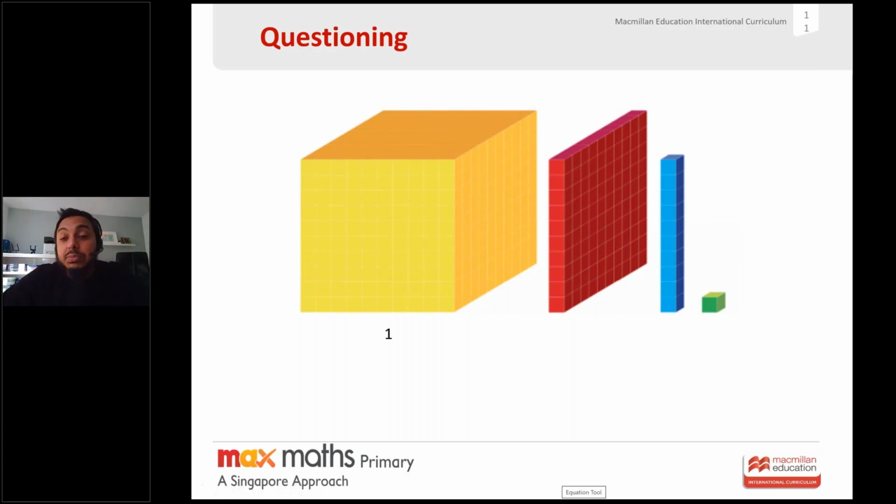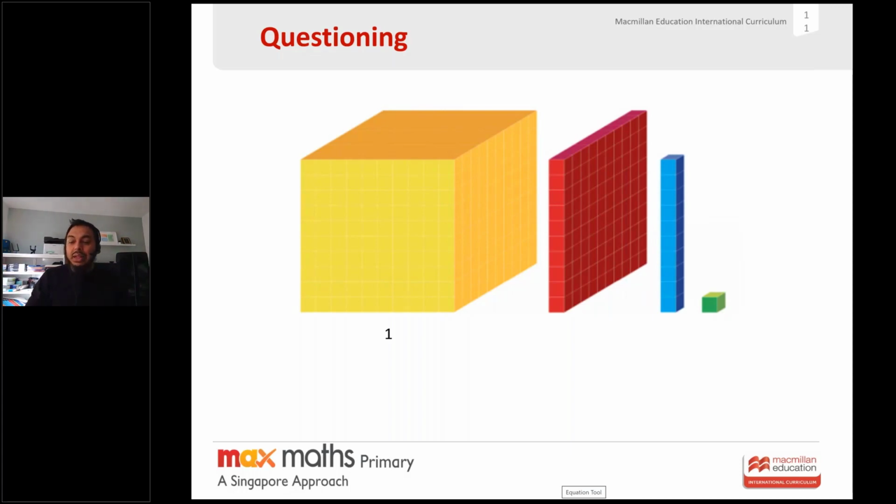Oh, so that must mean that this red block must be 1/10. And the blue ones, how many do I need? 10 of those blue ones to make the red one. I need 10, that's 100. So the blue ones must be hundredths, and the green small blocks in this case are going to be thousandths. I need 1,000 of those green small blocks to make the whole big yellow block. So that becomes thousandths. Is that okay?